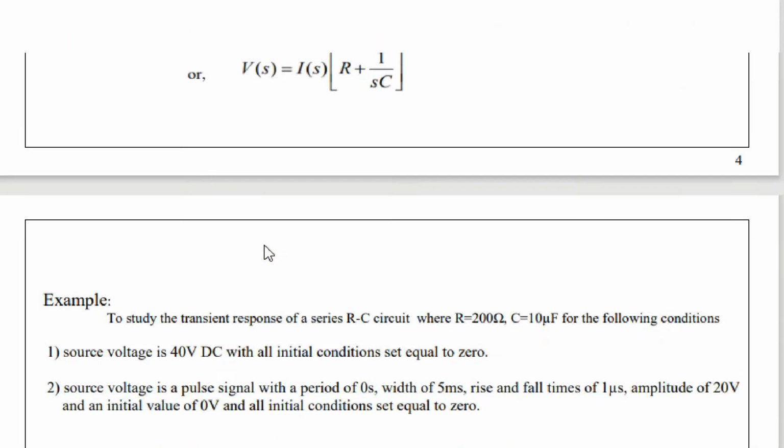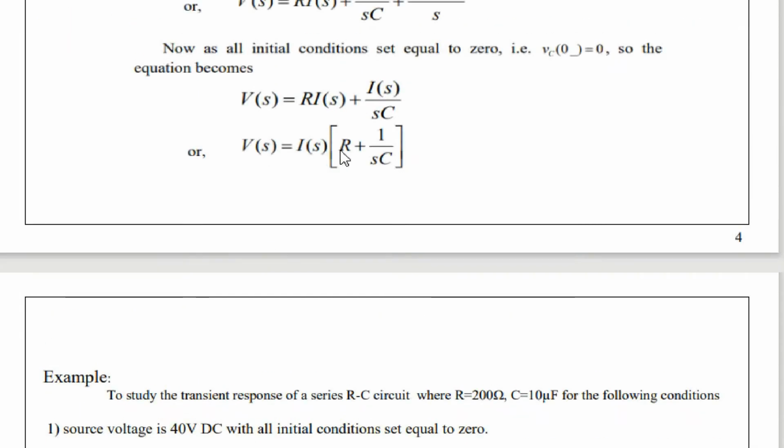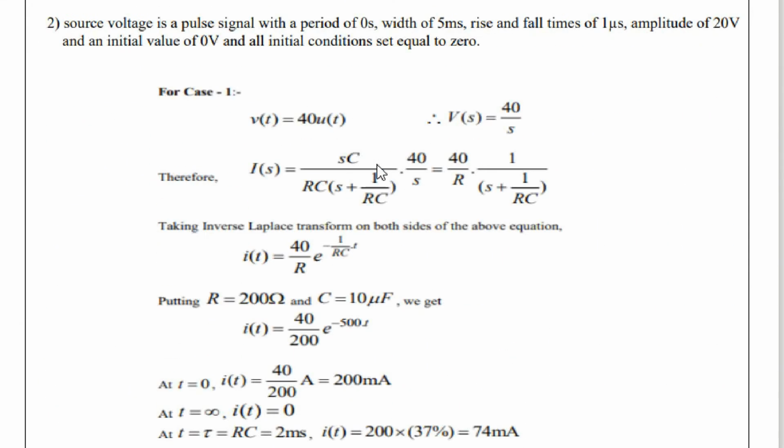From the equation V(s) equal to I(s) into R plus 1 by sC, we get I(s) equal to sC by RC into s plus 1 by RC. The C gets cancelled, and V(s) is 40 by s. The s gets cancelled, and you get 40 by R into 1 by s plus 1 by RC. Taking the inverse Laplace transform, you get 40 by R into e power minus 1 by RC into t.